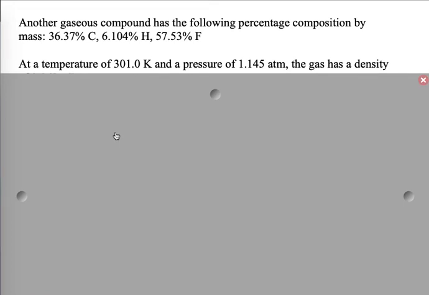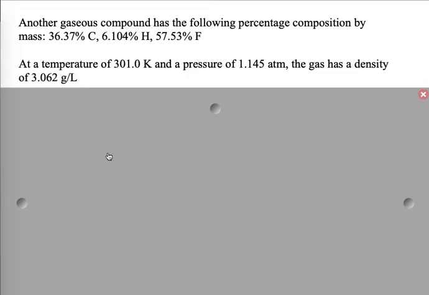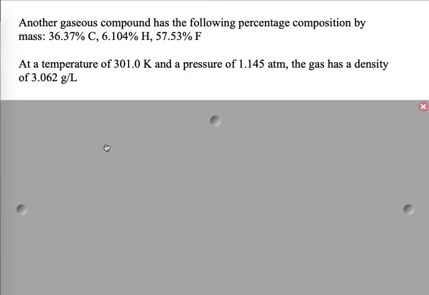Now, you may be asking yourself, how do I calculate the empirical formula? It's been a long time. So let's review. Here I give you a compound in which I provide the percentage composition by mass, the mass percent of carbon, hydrogen, and fluorine. So I give you the density at a certain temperature and pressure, and there are 3 steps to this problem.